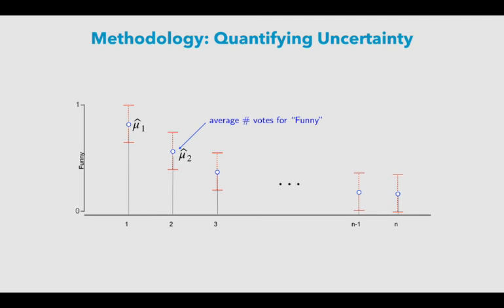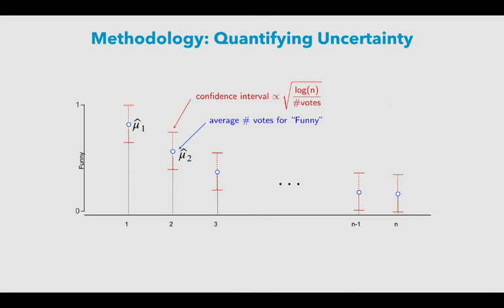This empirical average is going to be denoted with a mu hat. So for example, in this picture, I've drawn mu hat 1. That would be the average number of votes that came out funny for the first arm, and mu hat 2, the average number of votes that came out funny for the second. In addition, I can also define a confidence interval around mu hat, denoted by these red lines, which is guaranteed to contain the true mean in high probability.